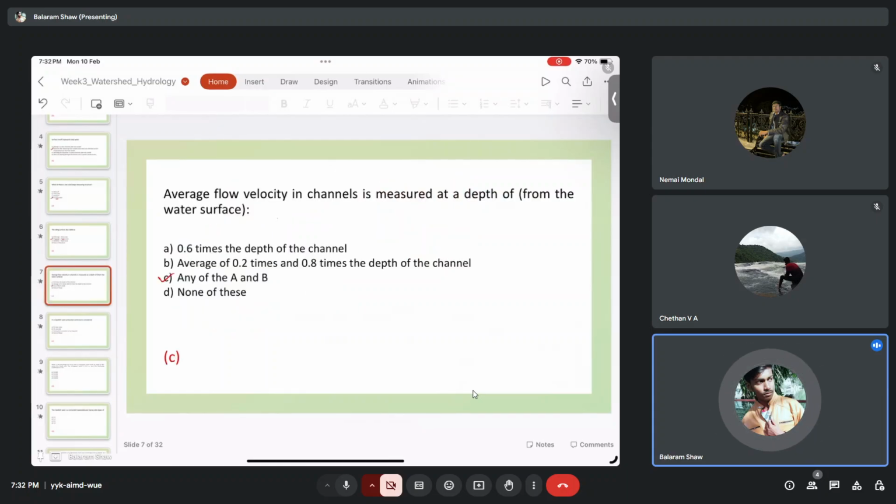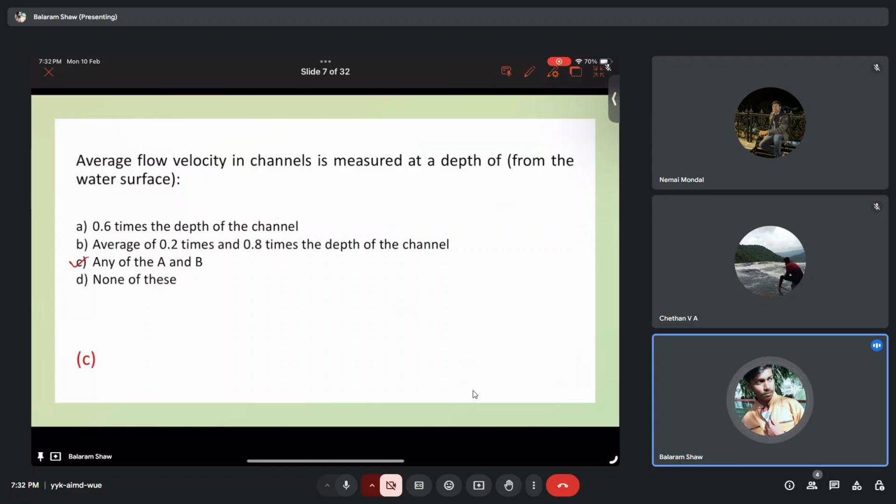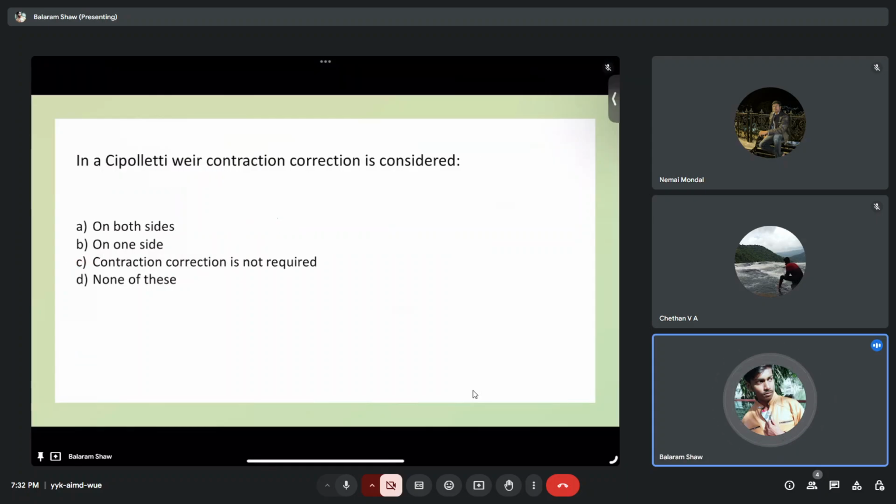Okay, so this is done anyway. Next question: in a stability weir, is contraction correction considered on both sides, on one side, or is contraction correction not required? I just now mentioned the stability weir is a special kind of trapezoidal weir in which there is no contraction. Hence, we consider the correction as one. So even if you don't do this, it is fine. So contraction correction is not required. The correct answer will be C.